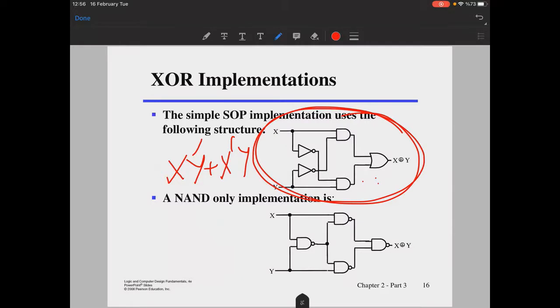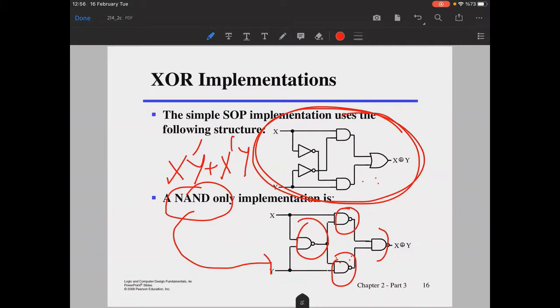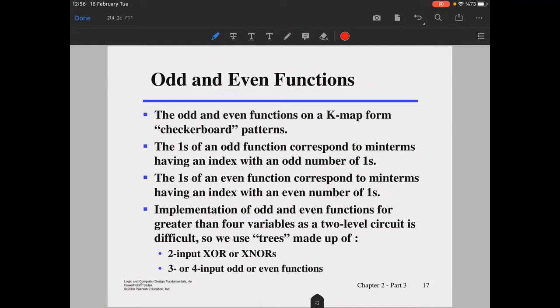And of course, a NAND-only implementation is possible. We will not go in detail of this one. We will discuss this in NAND mapping, but it looks like this. You see, there is only a single type of NAND gate here since it's a universal gate. And what are the odd and even functions? The odd and even functions on a K-map form checkerboard patterns. That's the idea about it.